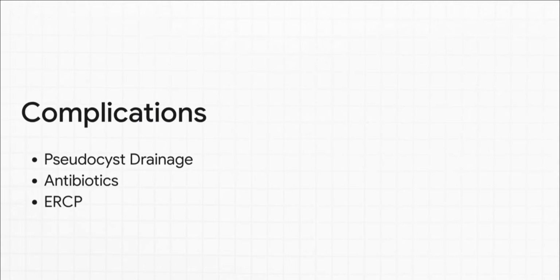Now, if that initial attack isn't halted smoothly, downstream complications are going to pop up, and we have to escalate our tactics. If a pancreatic pseudocyst forms and becomes symptomatic, really large or infected, well, it requires drainage. Also, notice that antibiotics are not routinely indicated for acute pancreatitis. They're really only used if there's infected necrosis or sepsis, which might also require a surgical necrosectomy.